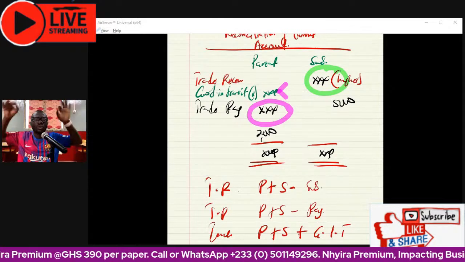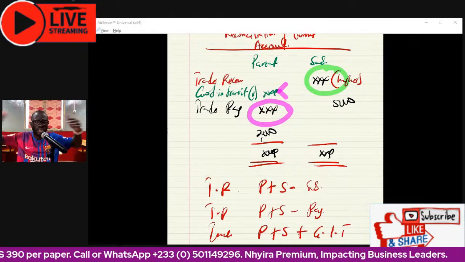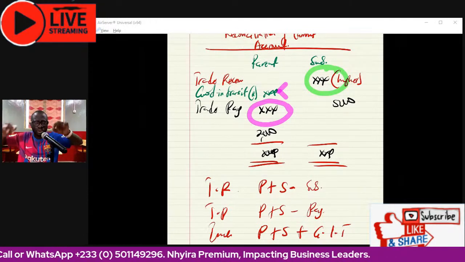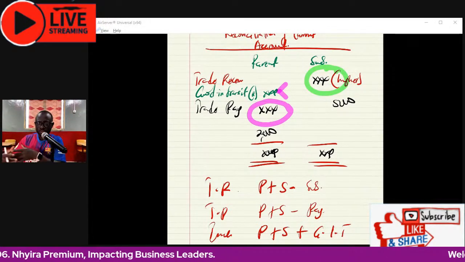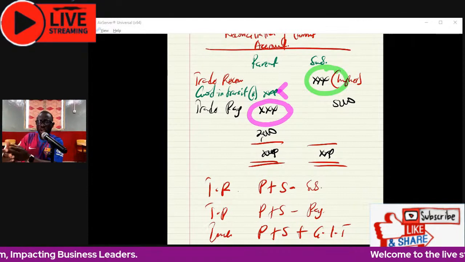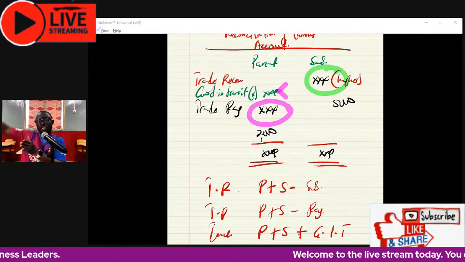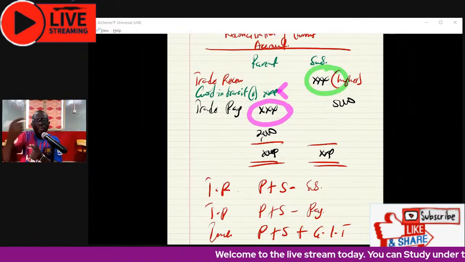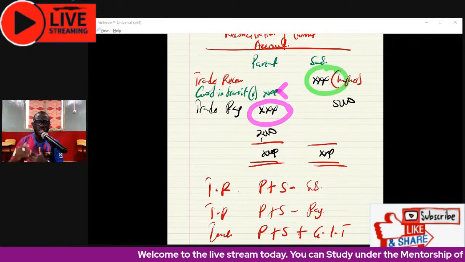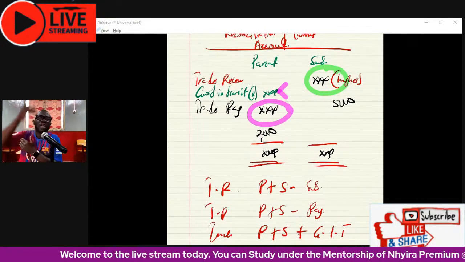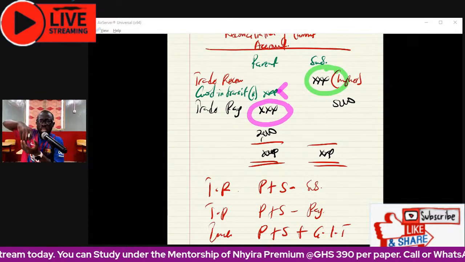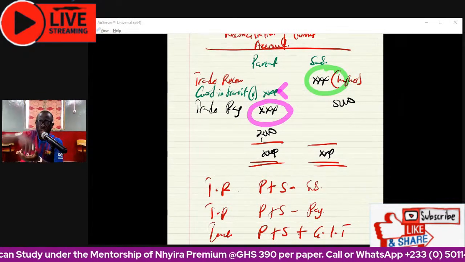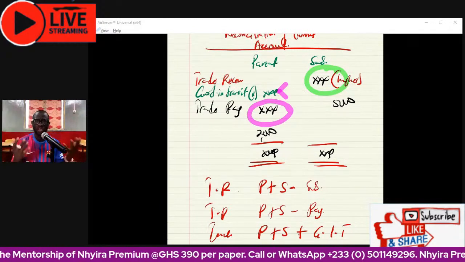Why will that discrepancy be there? This discrepancy will be there because of goods in transit, number one. The goods in transit is because the subsidiary might have sent some goods to the parent, but the parent might not have received the goods until after the accounting period. For that reason, those goods have not been accounted for or recorded, hence not part of their trade payables.